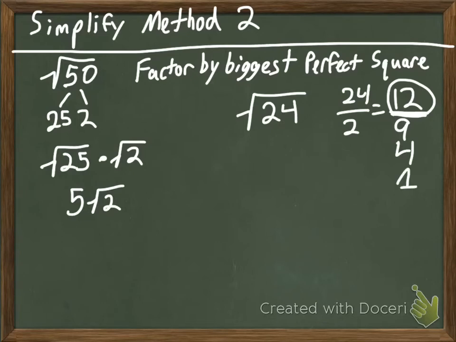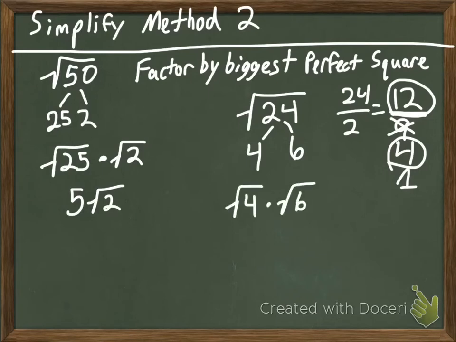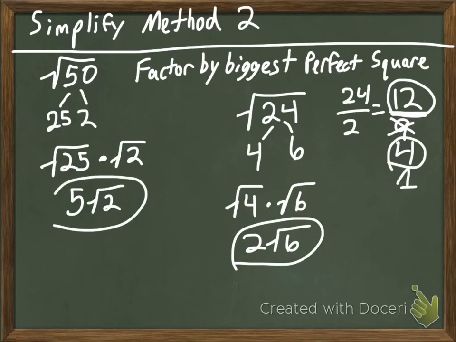Well, we look at 24. You can't divide 24 by 9, so that doesn't work. But you can divide 24 by 4. So we divide it by 4, and we get 6. So we take the square root of 4 times the square root of 6, and we get 2 square root 6. So that is the second method for you to use whenever you simplify radicals.